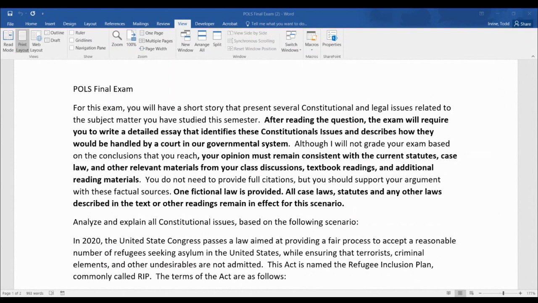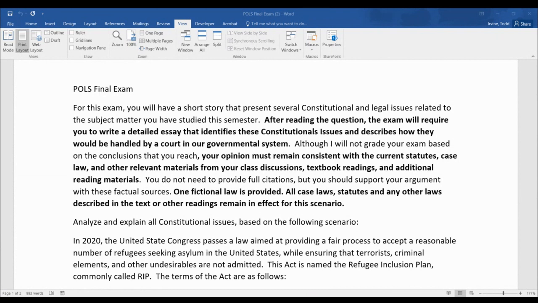So what I've created is a completely made up, fictional story. In that story, there are going to be a lot of legal, constitutional, governmental, etc. issues. And your job is going to be to recognize them and to explain your understanding of basically how they would be handled in our system of government as it currently is. So we'll go through these directions and maybe that'll be a little bit clearer.